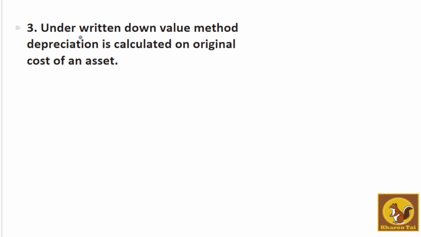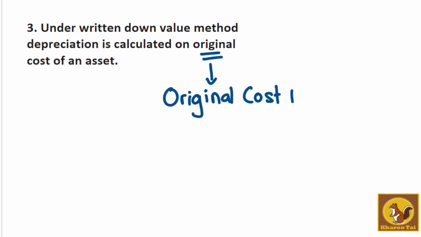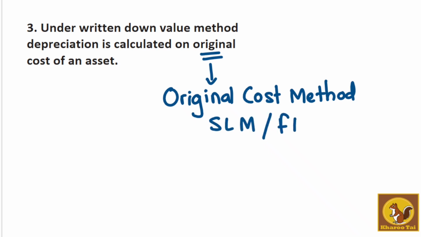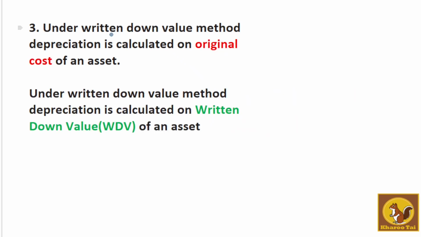Next question, question 3. Under written down value method, depreciation is calculated on original cost of asset. When we calculate depreciation on original cost asset, the method is original cost method. Original cost method, that is also called as straight line method or fixed installment method. So the statement is wrong. Under written down value method, depreciation is calculated on original cost is wrong answer.